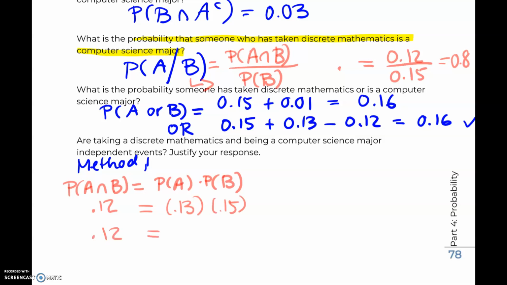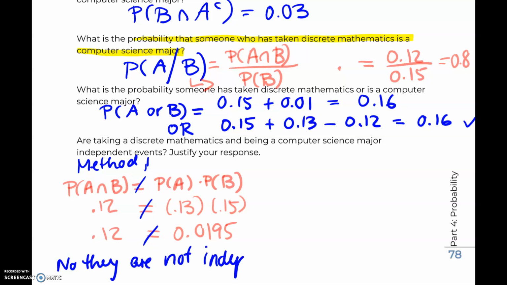Well, you will see that that is not equal, and therefore we know that we can cross this out and say this is not independent. No, they are not independent. Being a computer science major is not independent from having taken discrete math. In fact, they are dependent. So this is method one.